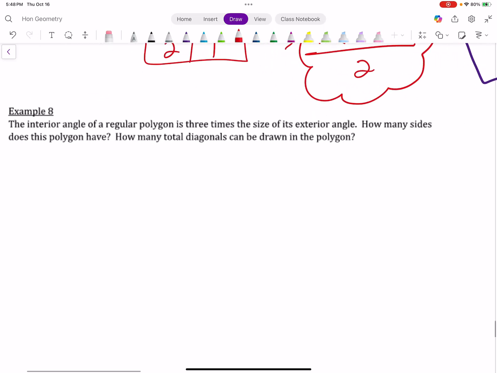Last example. What time am I doing? 5:48. Ooh, if I get through this, I might could actually make it on time.